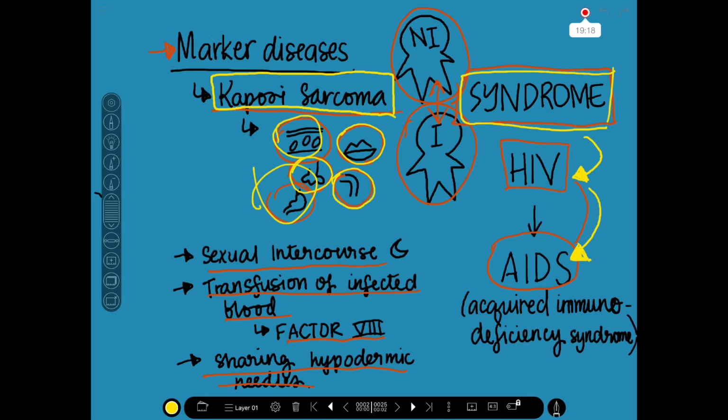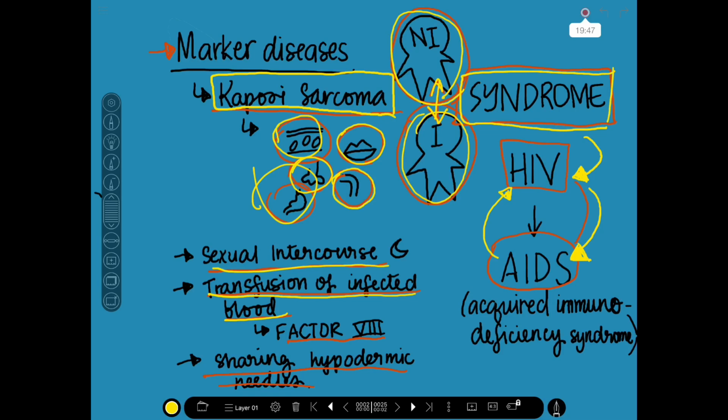AIDS spreads by HIV infection, of course, and the virus only survives outside the body for a short time. An infection normally only occurs if there is blood-to-blood contact between an infected person and a non-infected person. Other ways of getting AIDS are through sexual intercourse, transfusion of infected blood or blood products such as factor VIII, or sharing hypodermic needles by intravenous drug users.